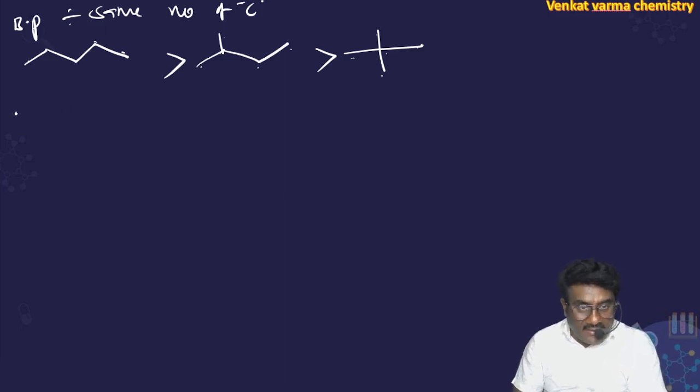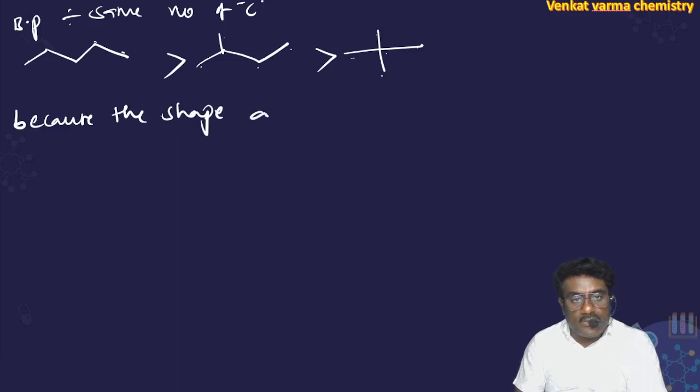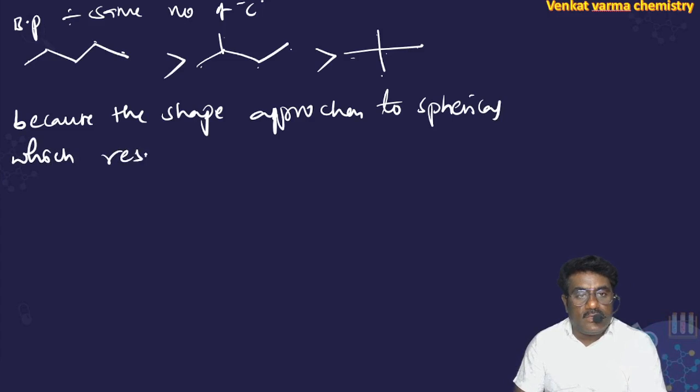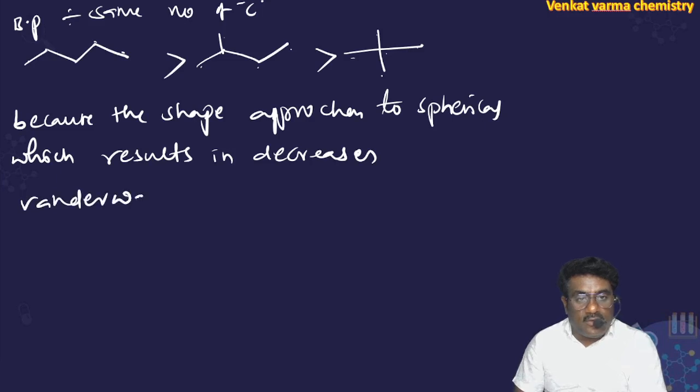Why does it decrease? Because the shape approaches spherical, which results in decreased van der Waals forces. With decreased van der Waals forces, the boiling point will decrease.